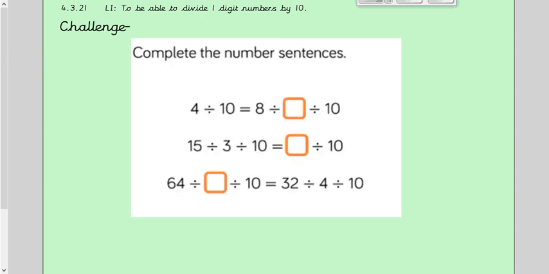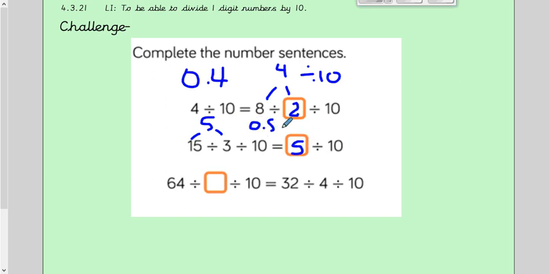And then finally, the challenge: complete the number sentences. So 4 divided by 10 we know is 0.4. So we had to think of a number which would go in here, which would still get the same answer. So we need 8 divided by something, then divide by 10. So this would be 2, because 8 divided by 2 is 4, and then 4 divided by 10 is 0.4. This one, 15 divided by 3 divided by 10. So 15 divided by 3 is 5. Divided by 10 is 0.5. So therefore 5 divided by 10 is the same.